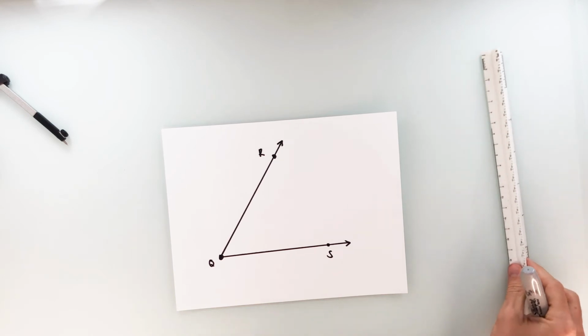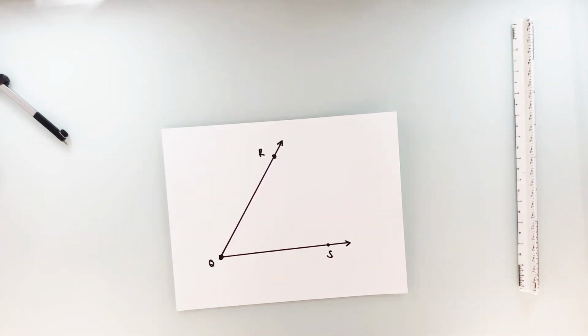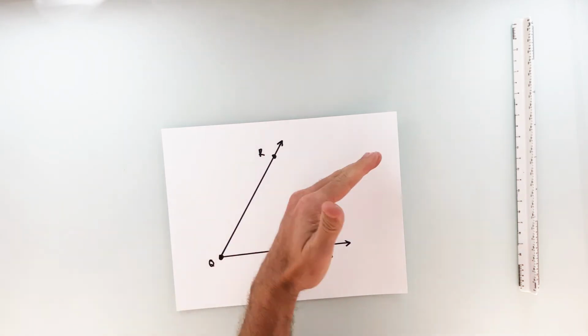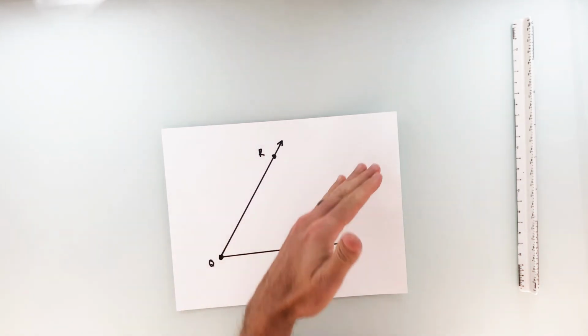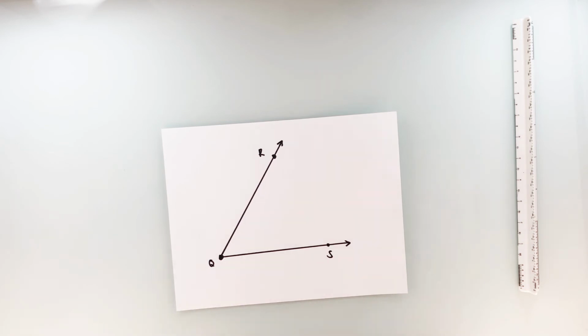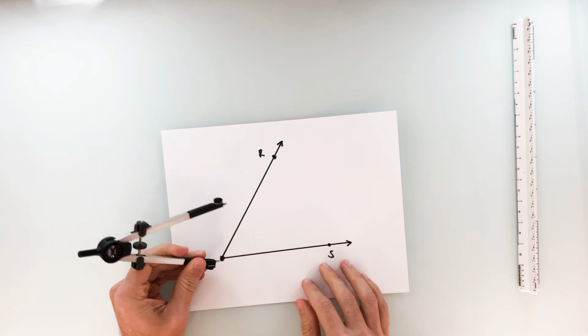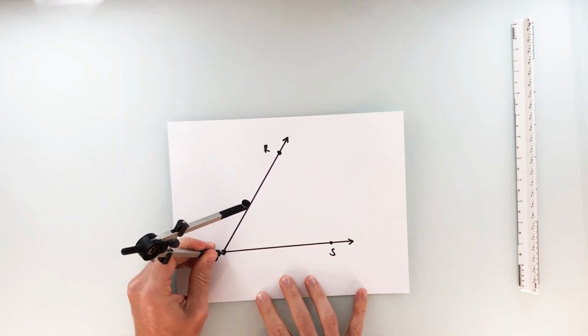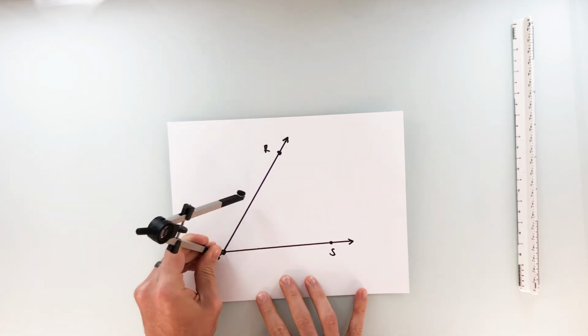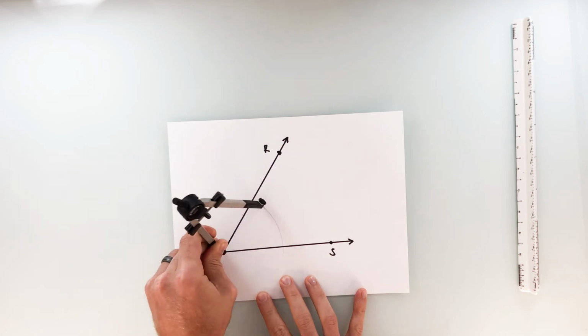Okay, to construct an angle bisector, which again just means we're going to cut this angle in half, we're going to draw a ray going from that vertex point Q into the interior of this angle to where it's going to cut it into two congruent angles. First thing we're going to do is place our pointer on the vertex of the angle, so that's point Q, and put an arc that goes through the two rays of that angle.